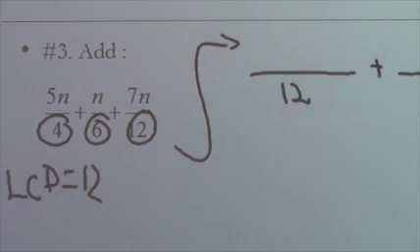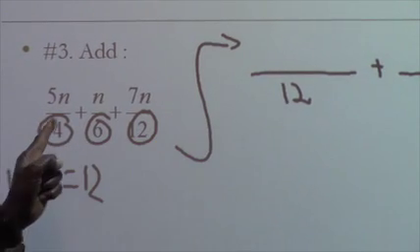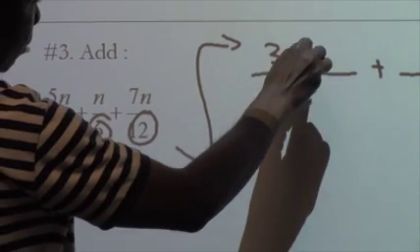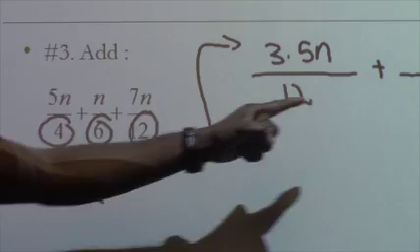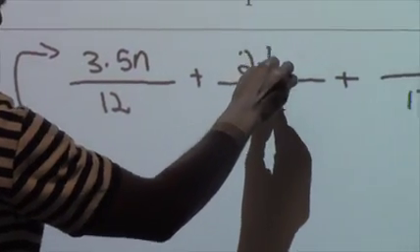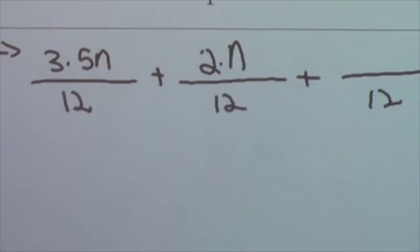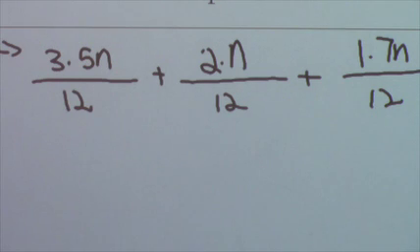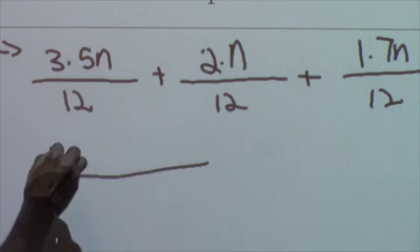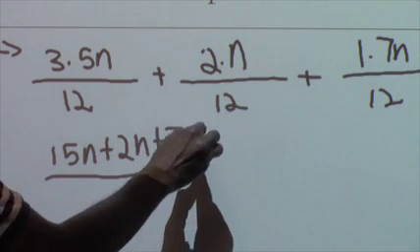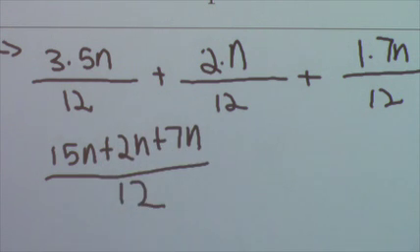So how do we figure this out? So basically we can say 12 divided by this 4 is 3. So we're going to multiply the numerator by 3. 12 divided by this 6 is 2. We'll multiply the numerator of n by 2. And 12 divided by 12 is 1, so we just multiply the numerator over there by 1, so we have 7n. So now on top we have 15n plus 2n plus 7n over what? 12. Because here we just have to add the numerators and keep the denominator.